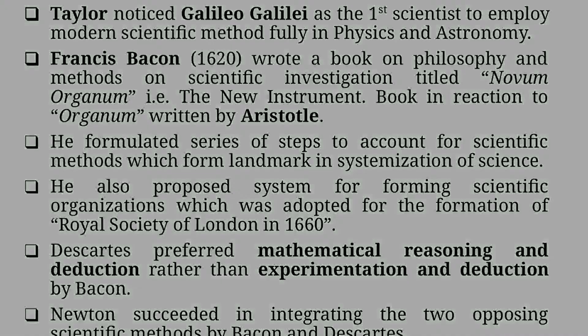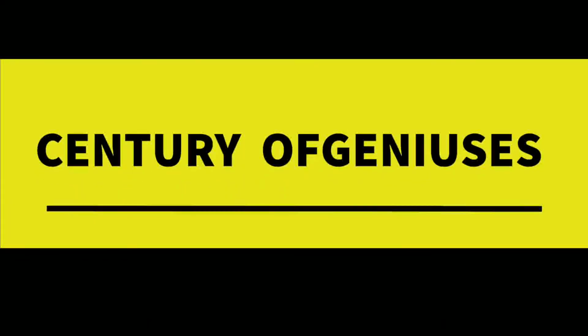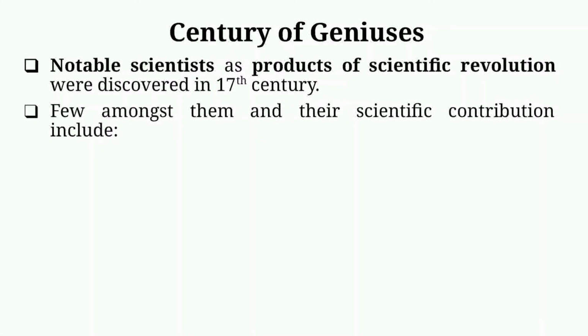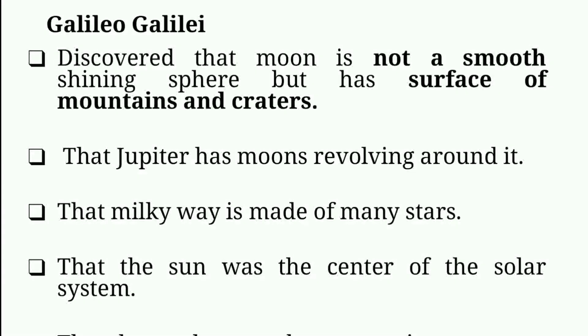Century of geniuses. Another way by which the 17th century was marked is that many geniuses were discovered during the period. Galileo Galilei discovered that the moon is not a smooth shining sphere after all, and that it is only a surface of mountains and craters. He also discovered that Jupiter has moons revolving around it, and also that the Milky Way is made of many stars. Galilei also discovered that the sun was the center of the solar system, and that the earth is not stationary.